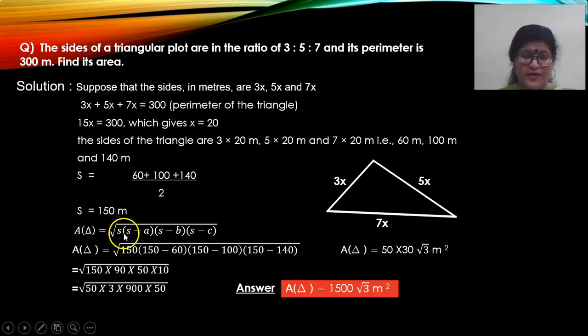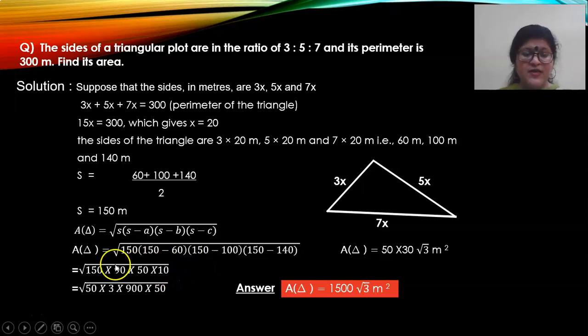Now, after mentioning the formula, we got the S value as 150. Then it is 150 minus A. So A here is taken as the first value, 60. B is taken as 100 and C is taken as 140. Substitute the values: 150, 150 minus 60, 150 minus 100 and 150 minus 140. Square root of this: 150 goes here. 150 minus 60 is 90. When you subtract, you get 50, and subtract 150 and 140, you get the value as 10.